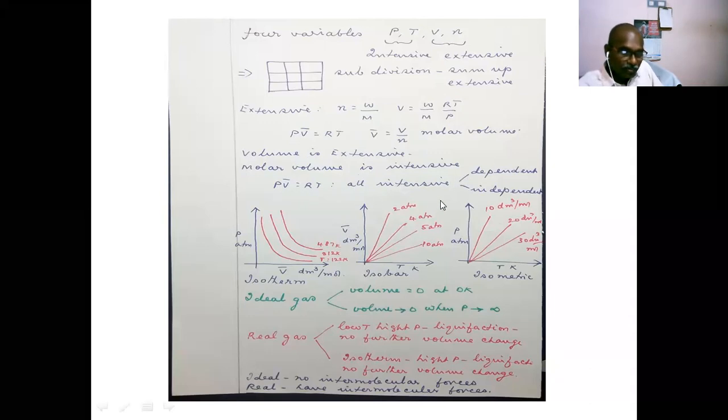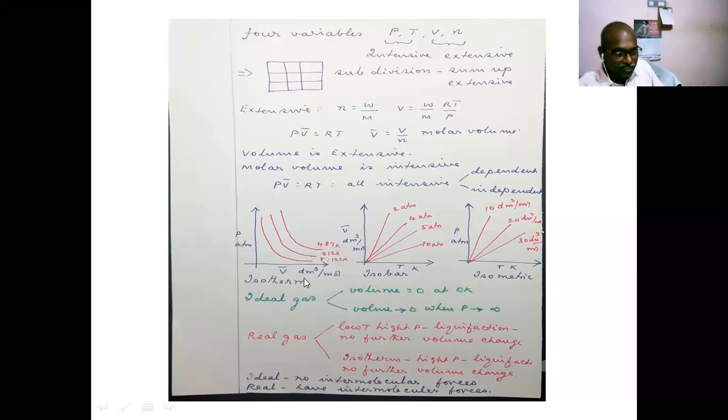So all intensive properties, some of them are dependent, some of them are independent of each other. So look here, I'm going to draw the isotherm. What is an isotherm? Isotherm means keeping the temperature constant. I'm going to plot pressure expressed in atmosphere and the V bar expressed in decimeter cube per mole. So look here, for a particular temperature, say 122 Kelvin, I am getting a graph like this.